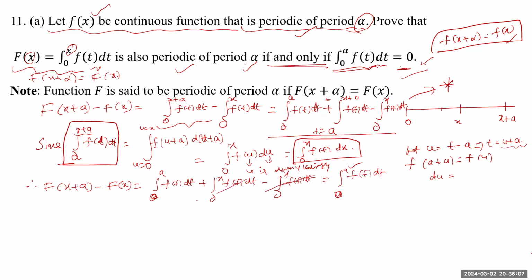These two are cancelled, right? So the difference of this is equal to the integral from 0 to a of f of t dt. Right? So now, this is, therefore, what I am going to prove: if F of x is equal to this one, it is periodic with period alpha, that is F of x plus a minus F of x, right?